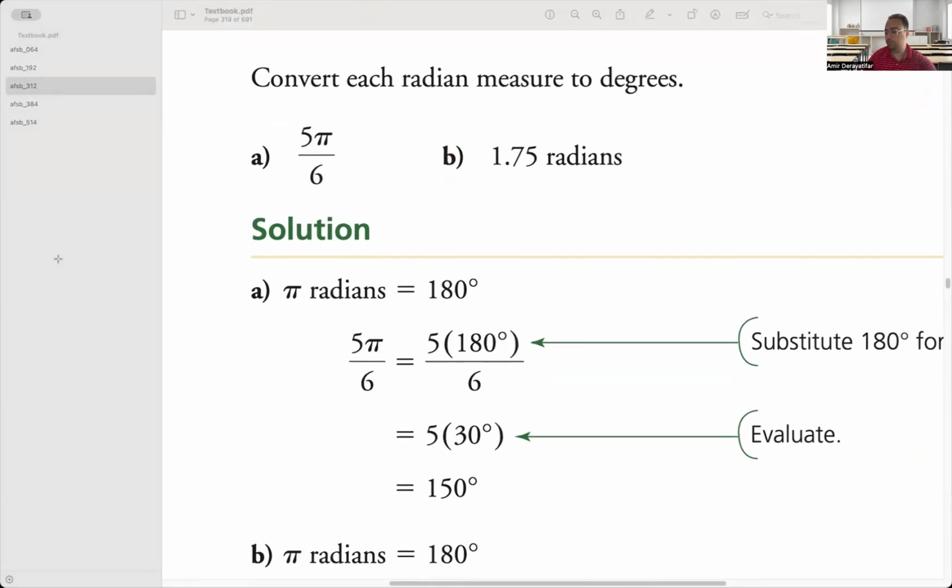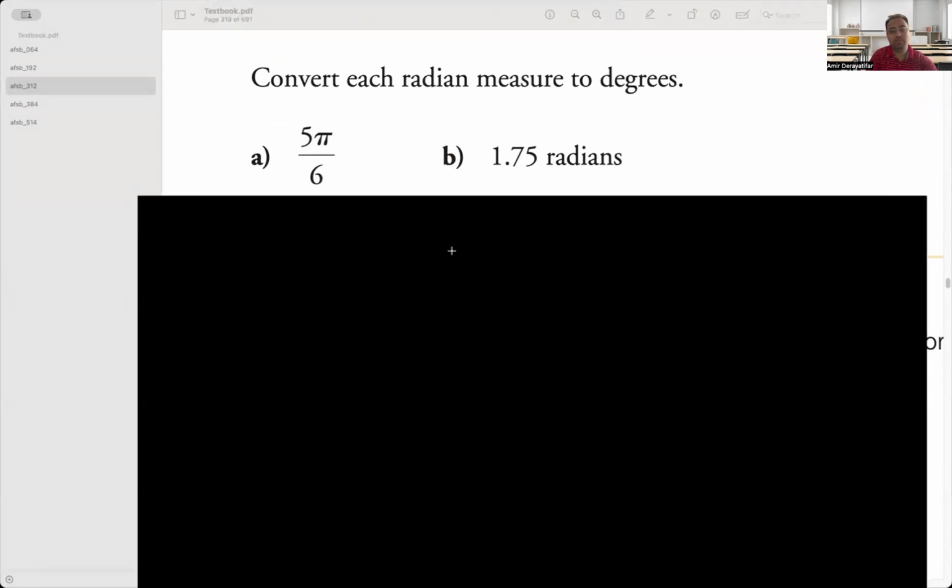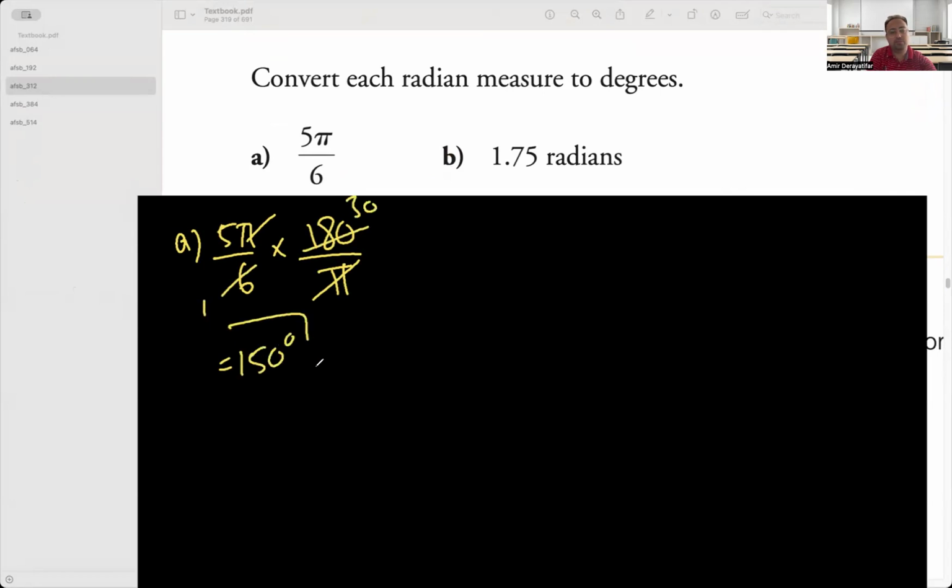Let's give it a try together. These are simple questions, so we can just do it together here. Okay, so for part A, 5 pi over 6 radians multiplied by 180 over pi. The pi and pi will cancel out. So 6 divided by 6 is 1, and 180 would be 30. So that's 150 degrees.